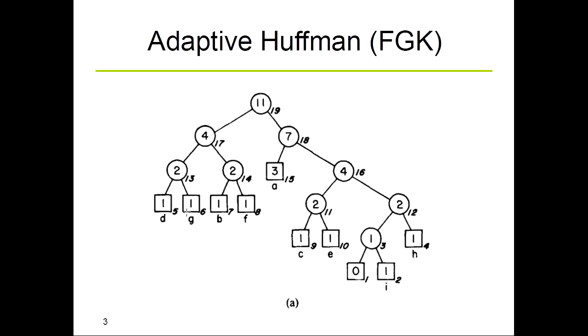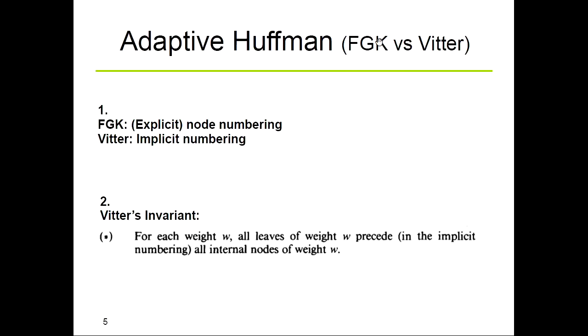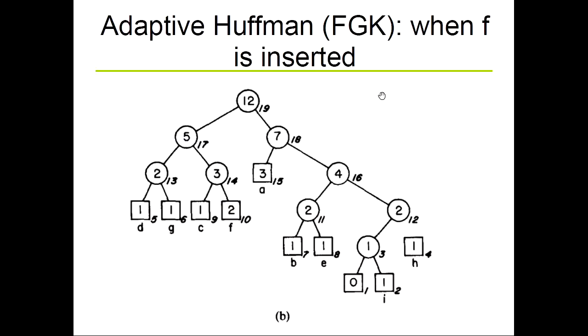Let's resume. It's a bit confusing if you do a Google search, just for your information. When you search for adaptive Huffman, there are two versions. One is from three people, called FGK. The other one is from Jeff Vitter. So it's FGK and Vitter. We are going to focus on the Vitter one, because the Vitter one will give you a more balanced tree.